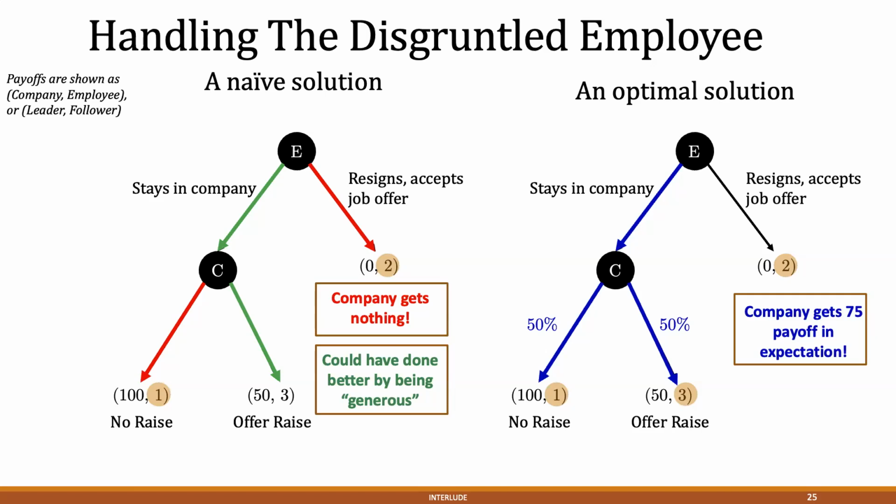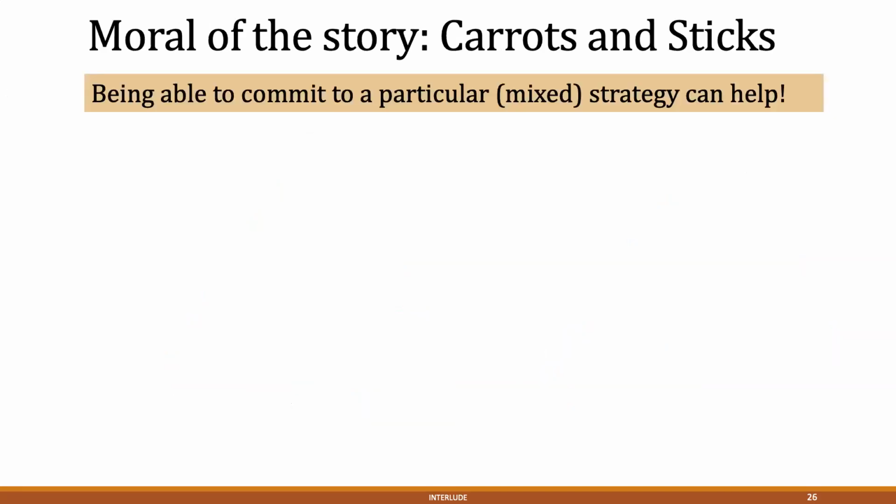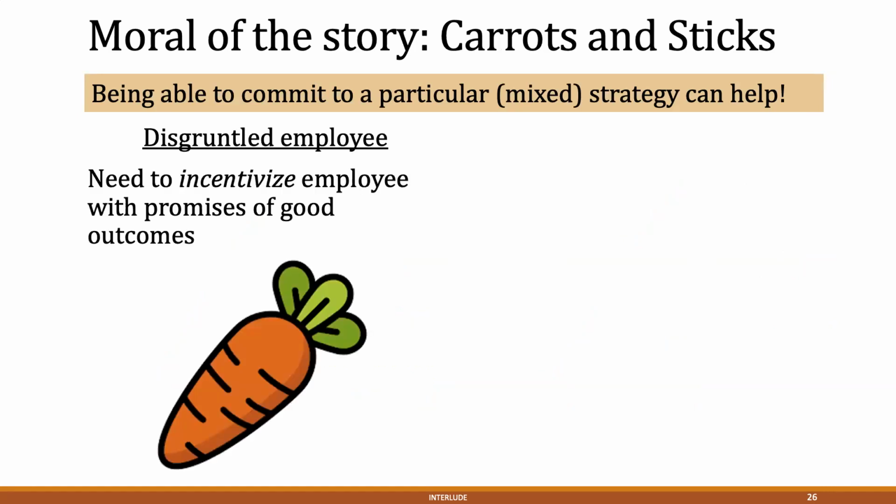So what's going on here? There are two things that I want you to take away. The first is that the company was able to achieve this by telling the employee upfront about what's going to happen. And this is what we call the power of commitment. It's actually what drives the Stackelberg equilibrium, the fact that a leader could commit to a particular strategy. And the second thing that I think is even more important is that over here, we had this disgruntled employee and we had to incentivize him to stay, right? We have to give him a carrot, something to keep him there.